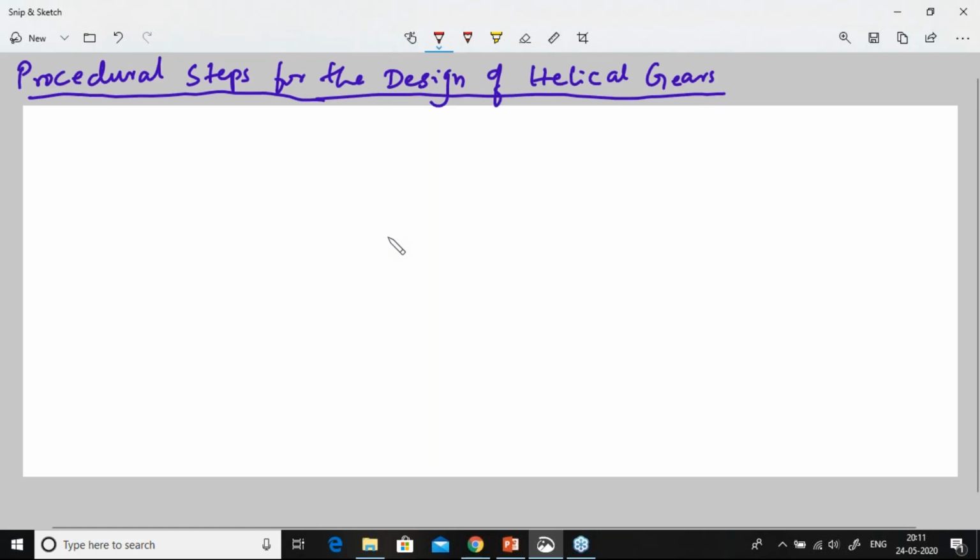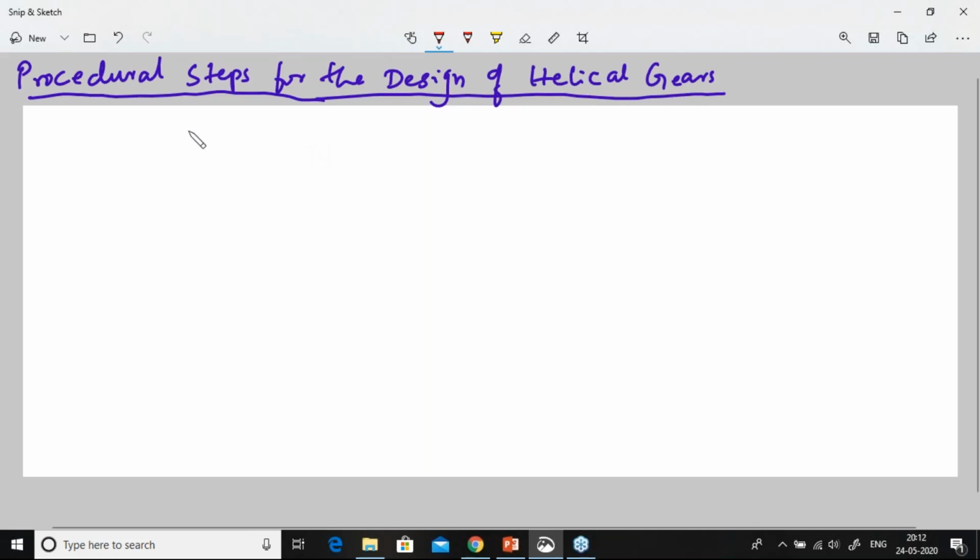Today I am going with design of spur and helical gear, 10th part. In the previous one, we went through beam strength of helical gears, dynamic load, endurance strength, and wear load. This part will start with the procedural steps for the design of helical gears.